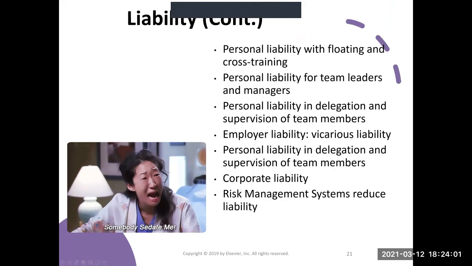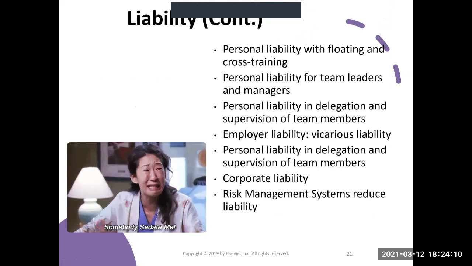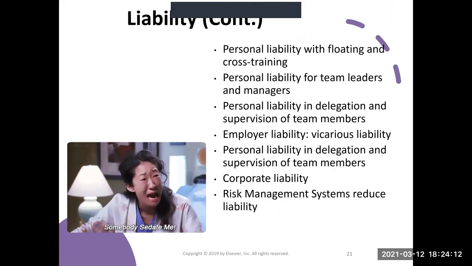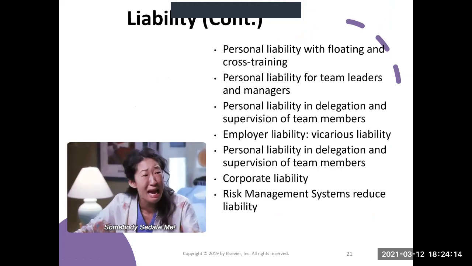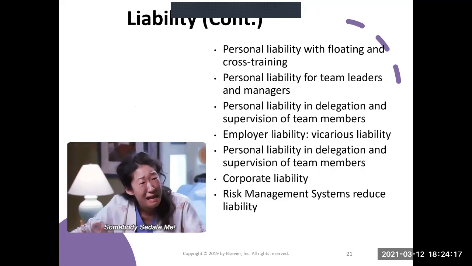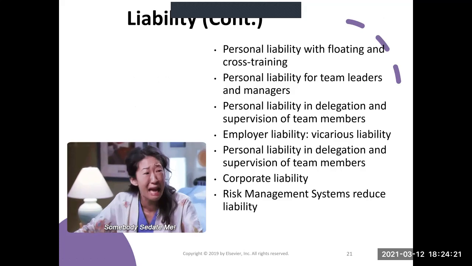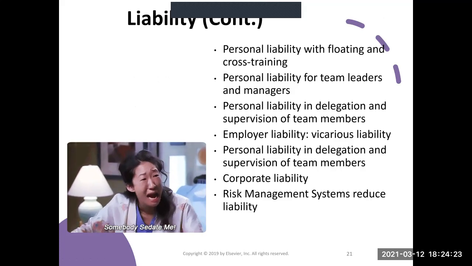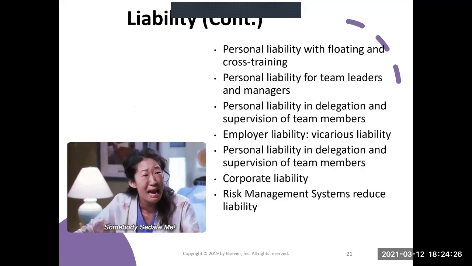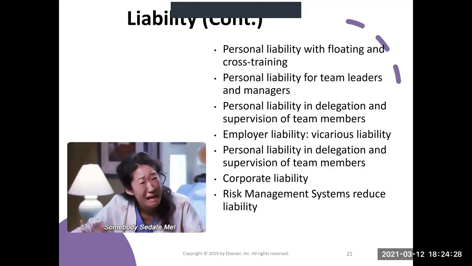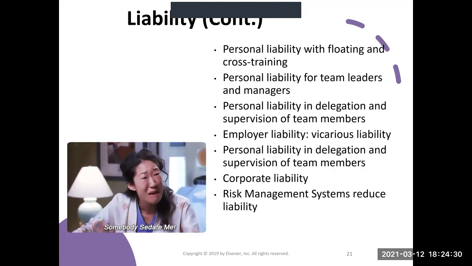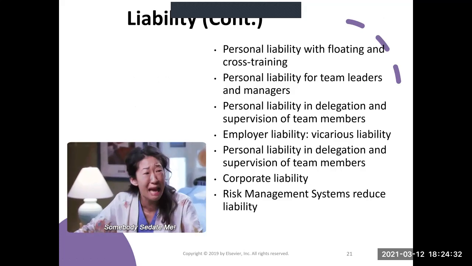Some of the liability that is out there comes with personal liability, with floating. We talked about this when we did the delegation class. Be careful where you float, and when you float, announce that you have no clue what you're doing so that somebody can help you, and document it. Your personal liability will also apply as a team leader or a manager. So if you ever go into leadership, make sure you have malpractice insurance. When delegating to other team members, they can turn around and say, if not for you, right? So then they will drag you into the liability.